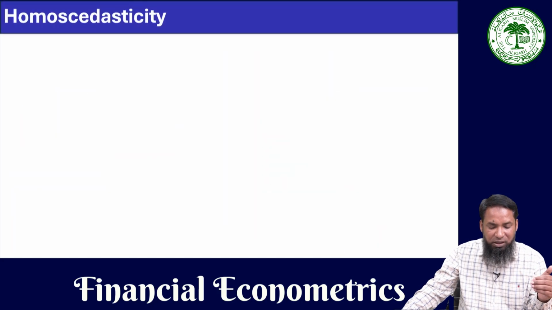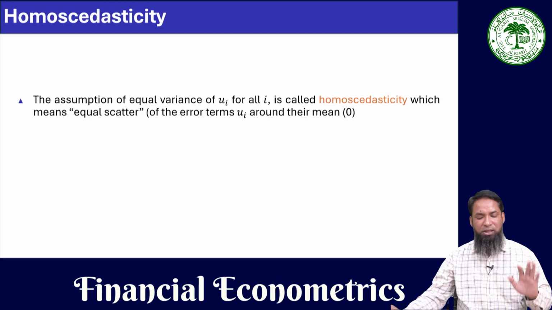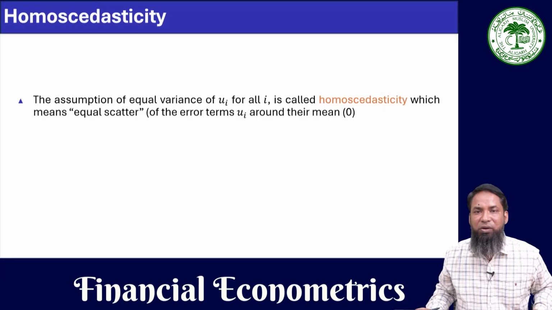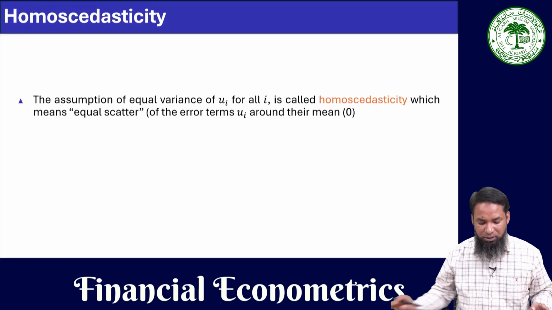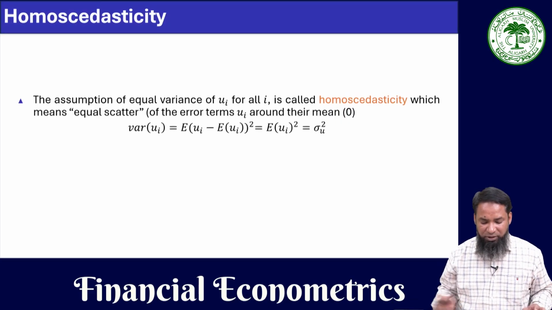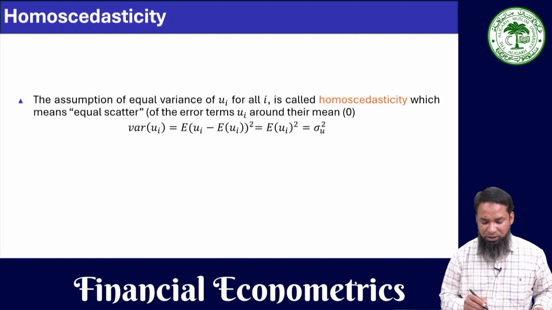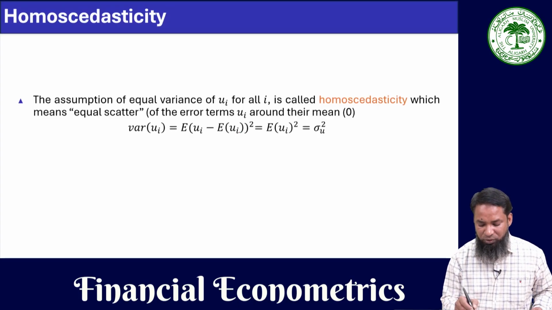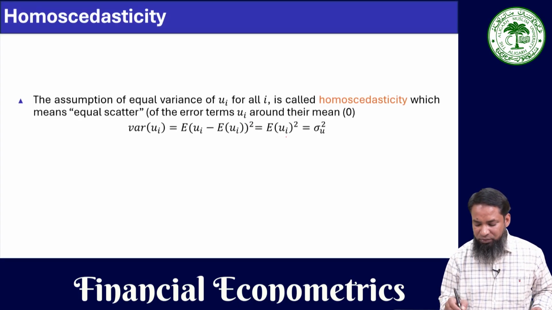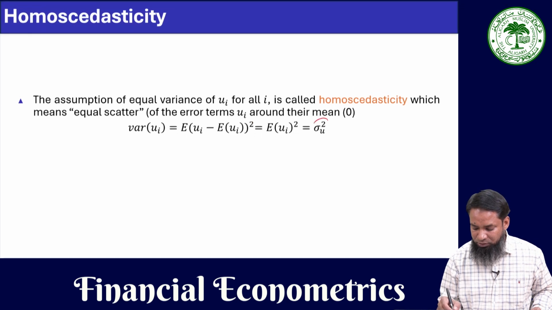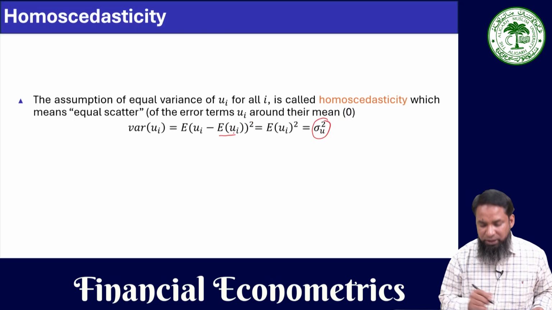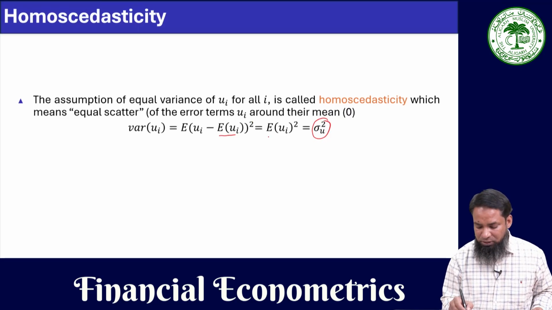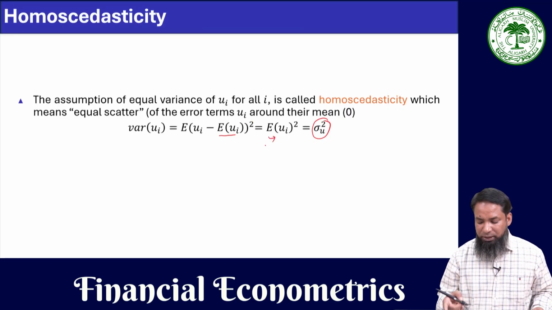So let us first start with homoscedasticity. What is homoscedasticity? Homoscedasticity is the assumption of equal variance. That is, the error term has equal variance. Mathematically, we could write the variance of ui is the expectation of ui minus expectation of ui, whole square, which is the expectation of ui square, equal to sigma square u. Here, since the expectation of ui is equal to 0, it turns out to be this.